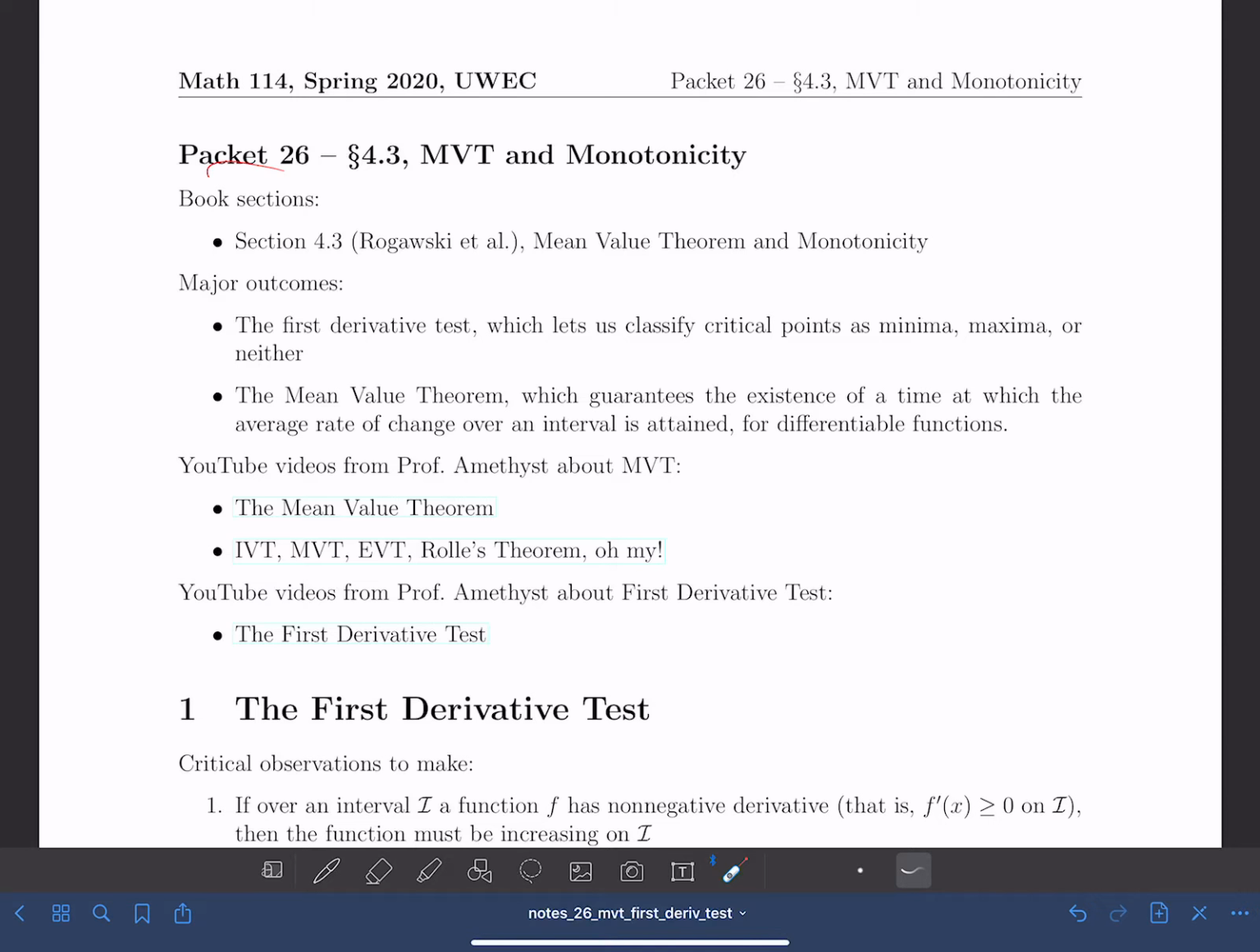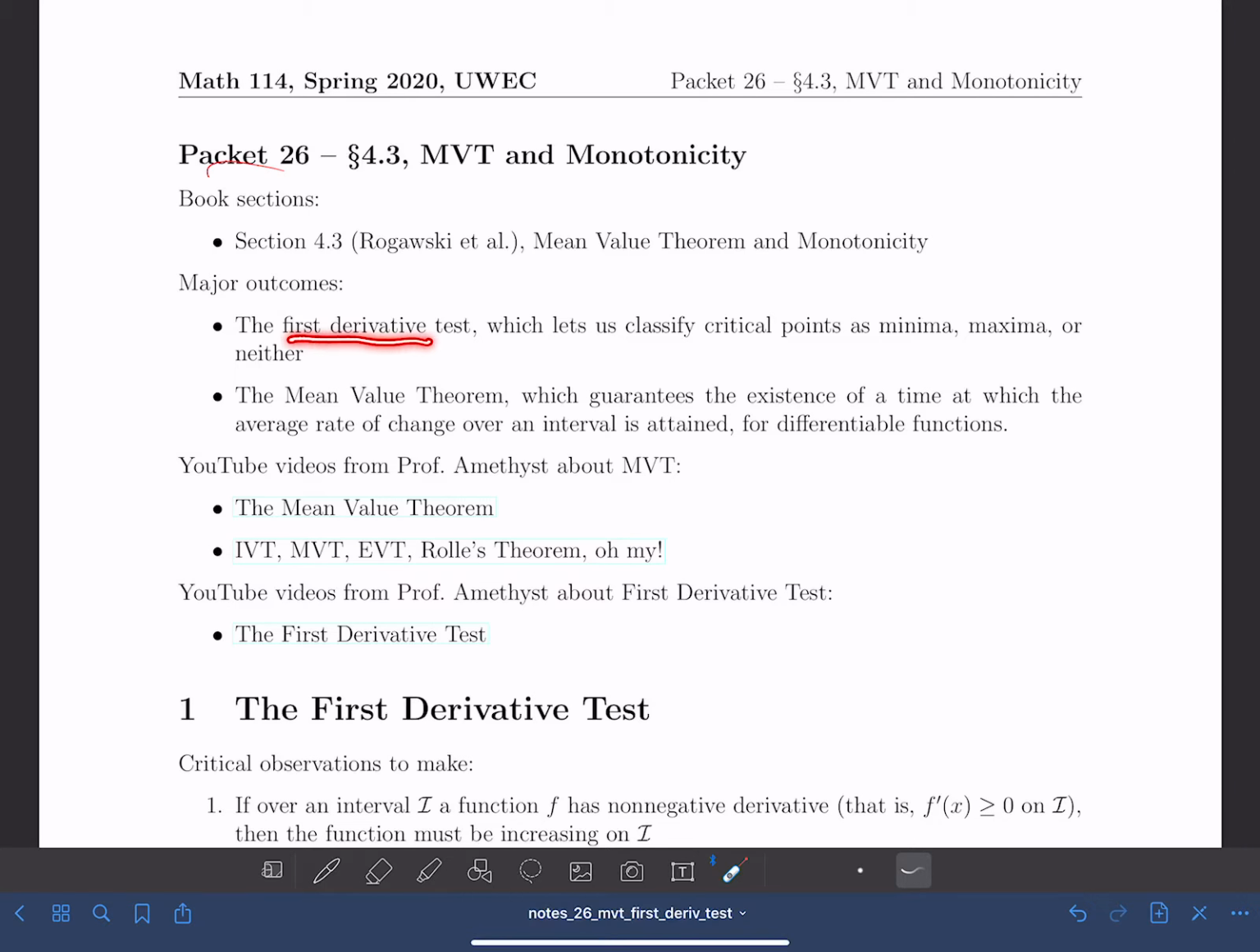I feel like this section would be better titled if it explicitly stated the first derivative test right in the name, but they don't. Even though I think that's really one of the two major outcomes. Monotonicity is one of the tools that we use to establish the first derivative test. Anyways, I digress.